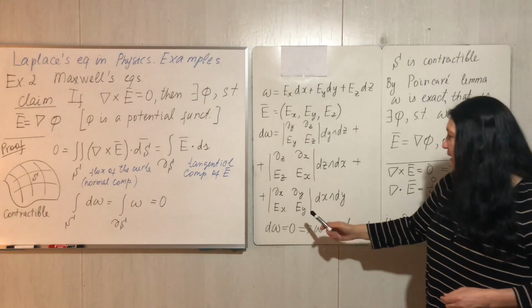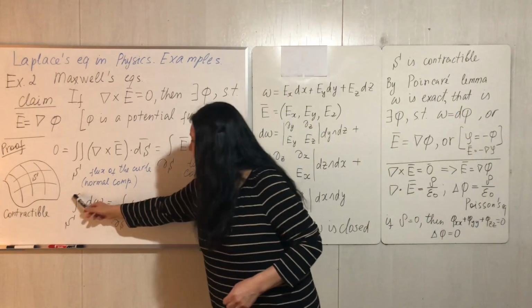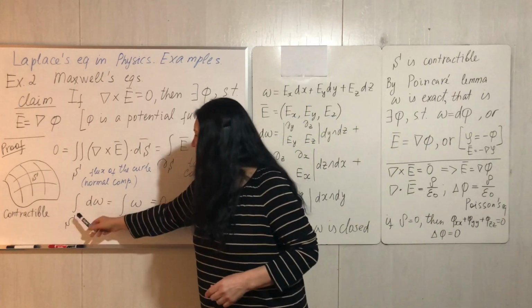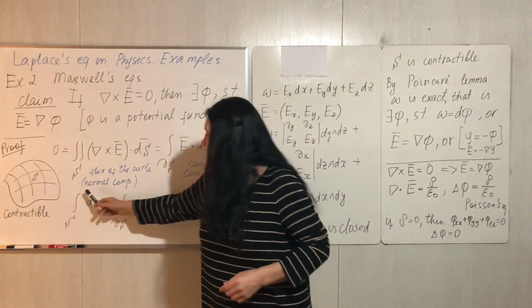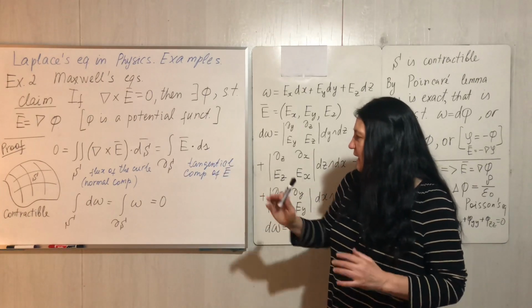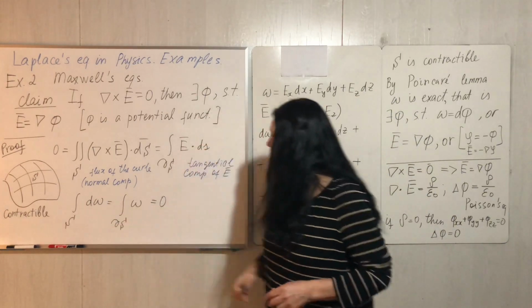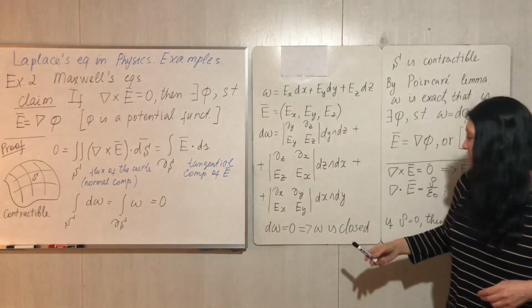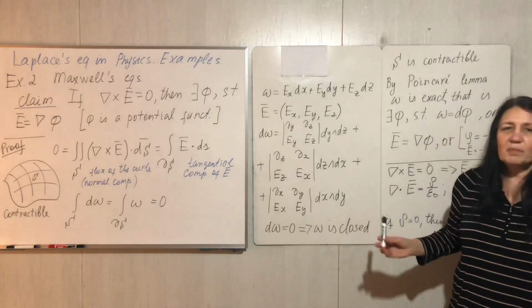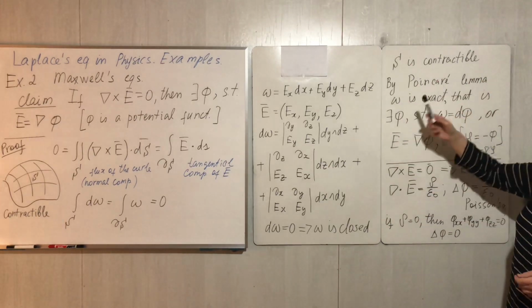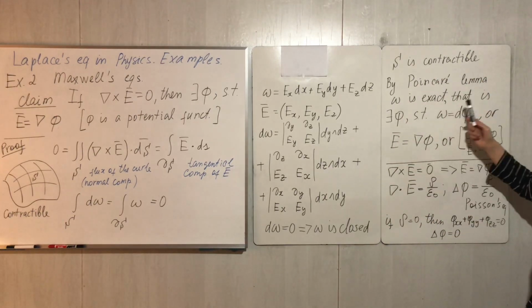And so what do we have? We have this Stokes formula written here, and the integral over any contractible surface is 0. So if we change the surface, we always get 0, so it means that d omega is 0. If d omega is 0, then omega is a closed form. And now, since S is contractible, by the Poincaré lemma, omega is exact.